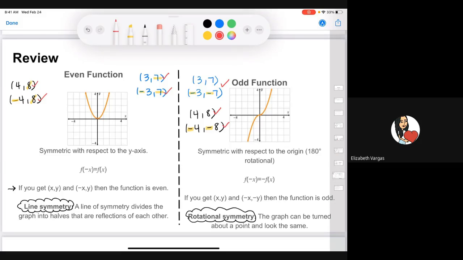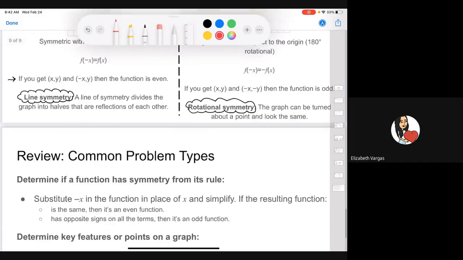For odd, on the other hand, you do want to put in that +3, for example. And then you want to see what you get. So say you get a 9. Then you're going to put in the negative of that 3. So you're going to put in -3. And what you're going to want to get is a -9, because you need to get the opposite of your resulting function. And so that's how you'll be able to determine if a function, or an equation, since equation and function are one and the same, is even or odd, okay?